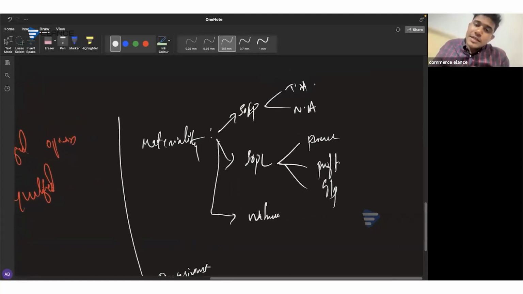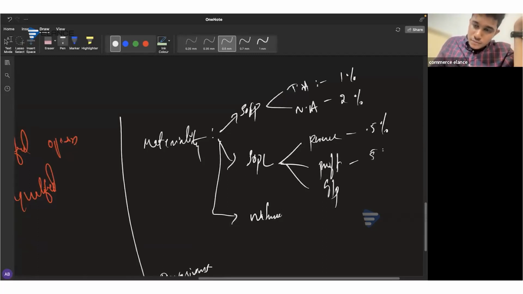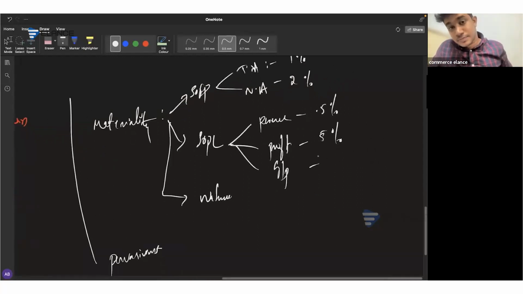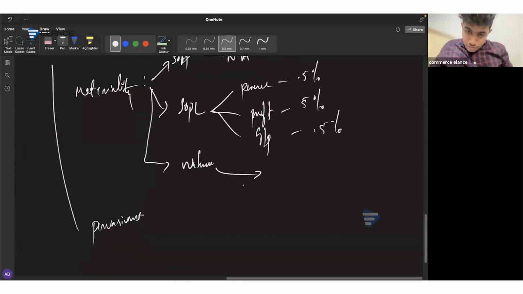So what percentage of total assets is material? 1% of the total assets. What about the net assets? 2%. Revenue? 0.5%, half percent. Profit? 5%. And what about the gross profit? Gross profit 0.5% itself.